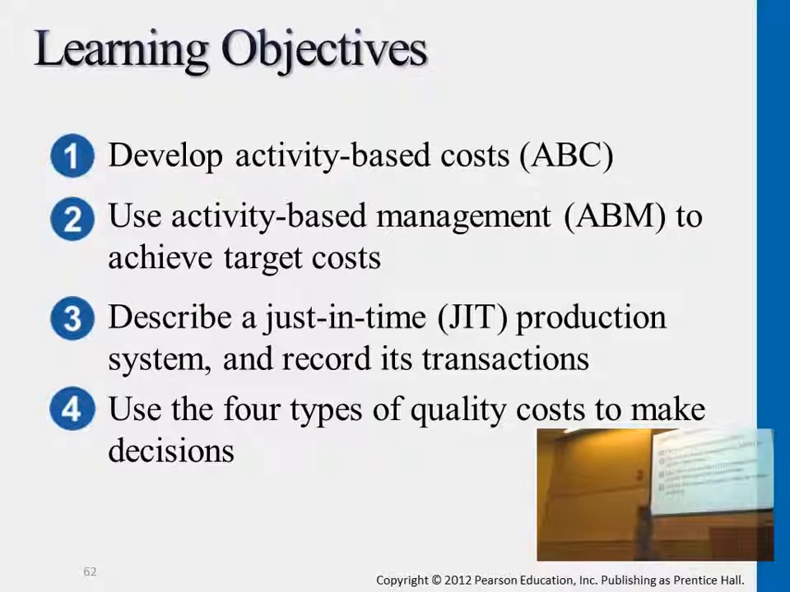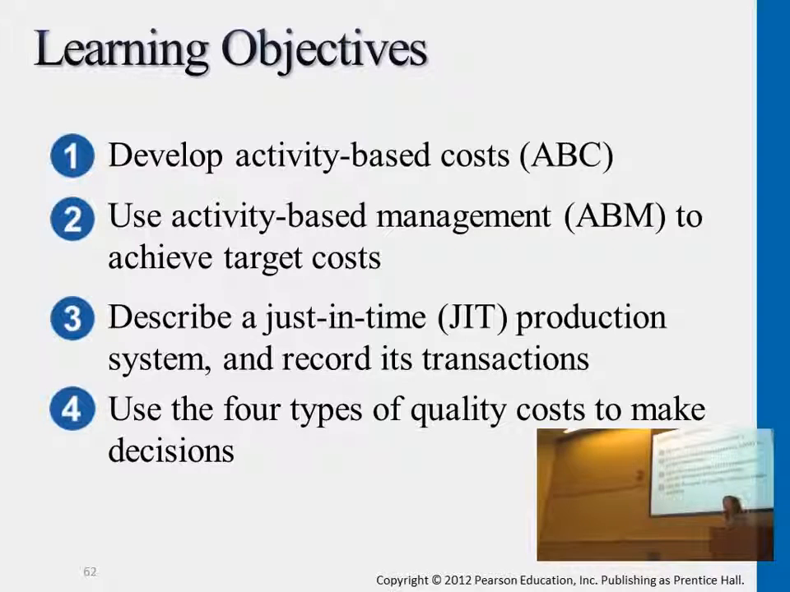Before, we were just using one type of allocation base, and now we're trying to be more detailed, more specific, to allocate it based on different types of allocation base. So altogether, we're still focusing on how to assign manufacturing overhead costs, but using a more precise method called the ABC system, activity-based costing.